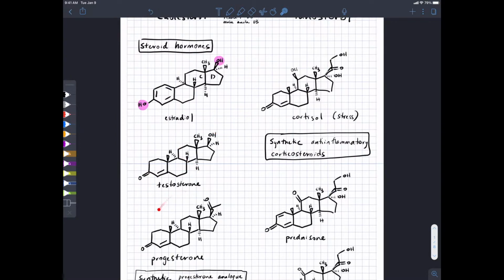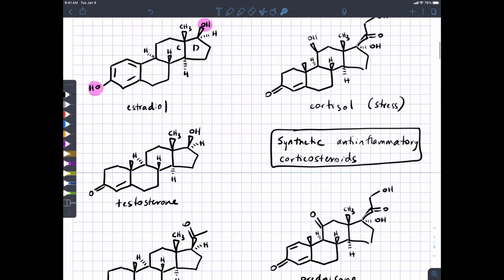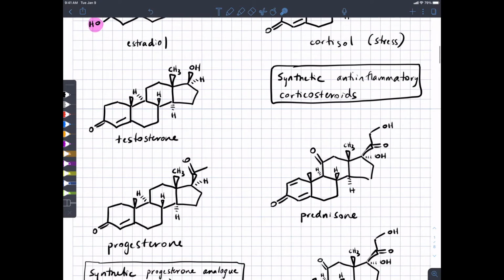all have a similar structure, but it's interesting to note how very subtle structural variations have dramatic effects. Up through the C and D rings, estradiol and testosterone are identical. And even in the B ring, the difference is in the A ring. In estradiol, it's benzene with an OH group. In testosterone, it's an enone. And that functional group and shape causes it to bind different receptors and have different biological effects.